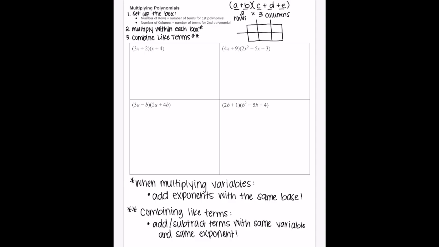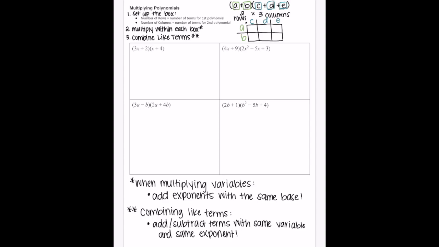Now, in each row, you're going to put the terms from the first polynomial, so a and b. And in the columns, you're going to put the terms from the second polynomial, c, d, and e. And then what happens is you're going to multiply within each column. So you would do a times c, and then a times d, and then a times e. Then you would go to the next row and do b times c, b times d, and b times e.